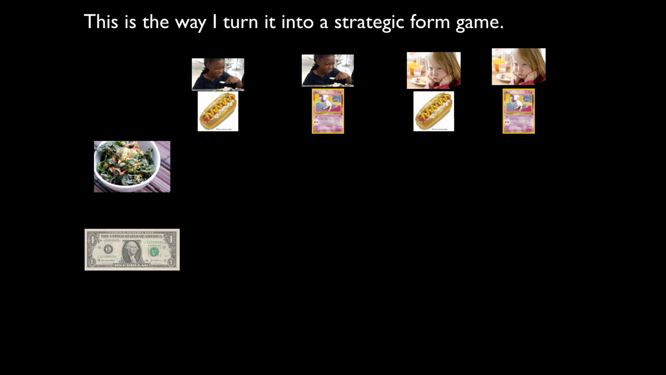How would it work? The dad has 2 strategies. How many strategies does the kid have? 4, right? You basically have to look at all these possibilities. It's possible the kid will eat the kale salad and buy a hot dog with the money, eat the kale salad and buy a Pokemon card, refuse the kale salad and buy the hot dog, or refuse the kale salad and buy the Pokemon card. The kid's strategy has to specify what the kid does in every contingency.